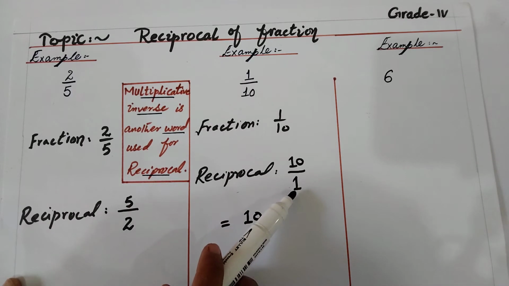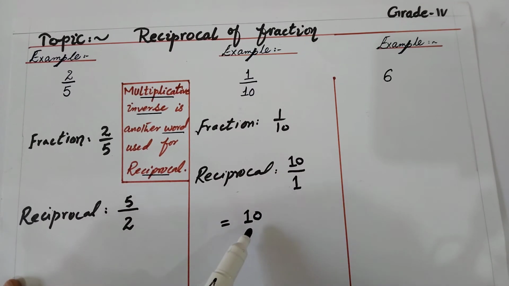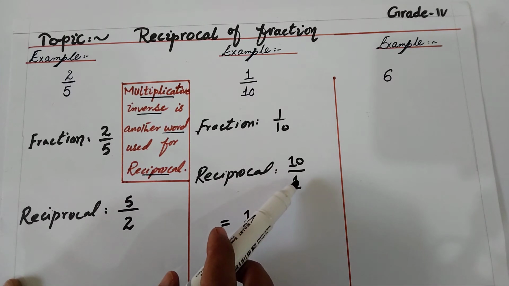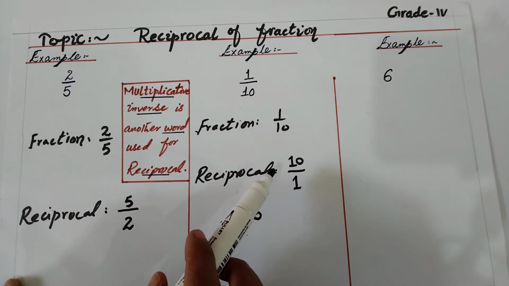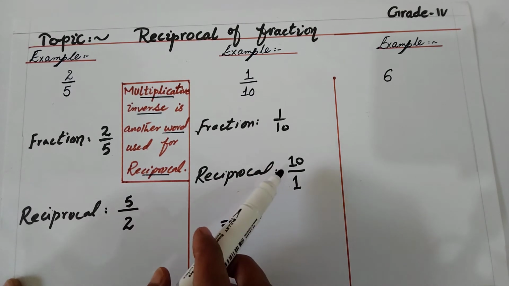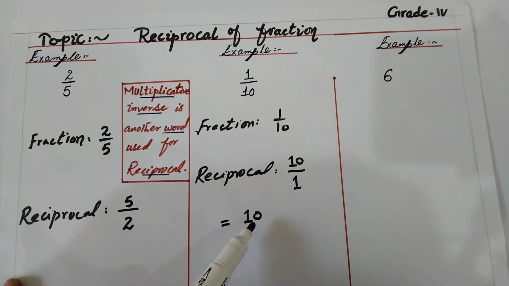Whenever 1 is the denominator in a fraction, you can write that fraction in the form of a whole number, because when you multiply 1 by 1, 1 ones are 1. So 10 over 1 is the fractional form, and 10 is the whole number.